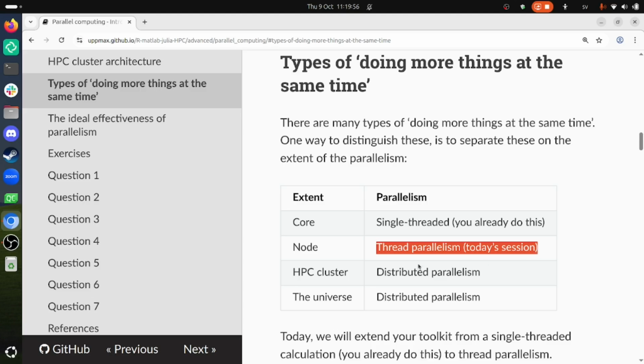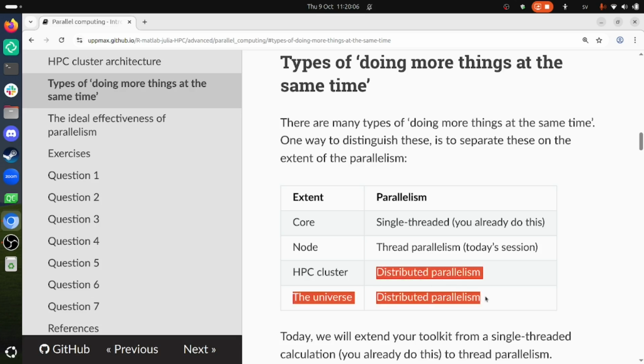You can go up one step. You can say, all right, I'm going to use the whole HPC cluster, or you can use all computers in the universe, and then this is called distributed parallelism. This is when you send out messages to other nodes, to other HPC clusters, to other computers, and say, all right, you're going to do this, and let me know what comes out of it. And then you need to send messages around.